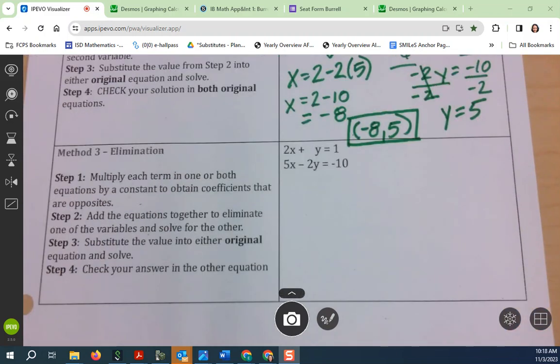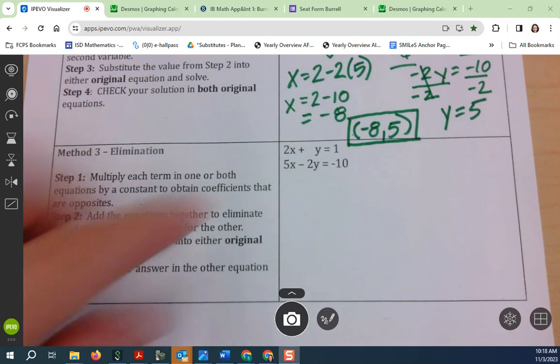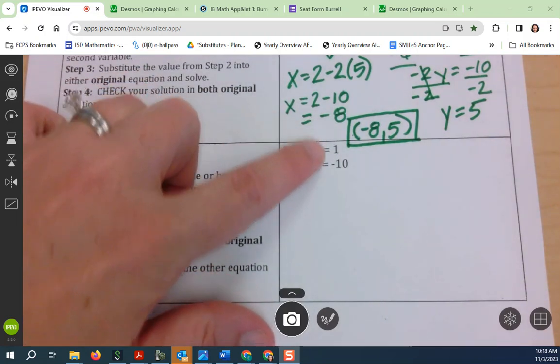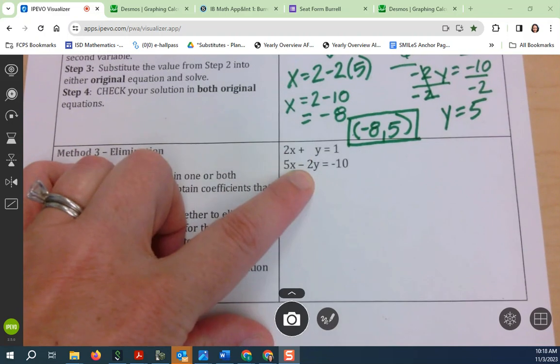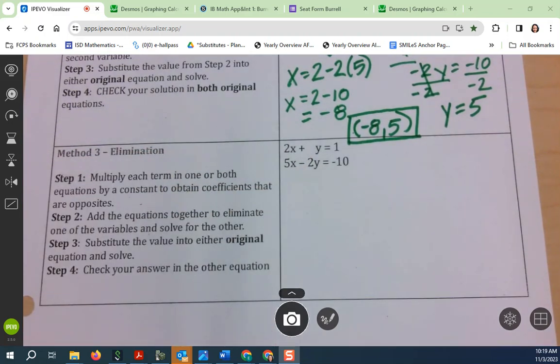So in elimination, we're trying to eliminate a variable so that we can solve. Remember, we can't solve when x and y are in the same equation. So if we eliminate a variable, we can. Sometimes you can add the two equations together, and you might have a positive y and a negative y. They would cancel out, and that variable would be eliminated. But sometimes you have to do a little work on these equations before you can do that.